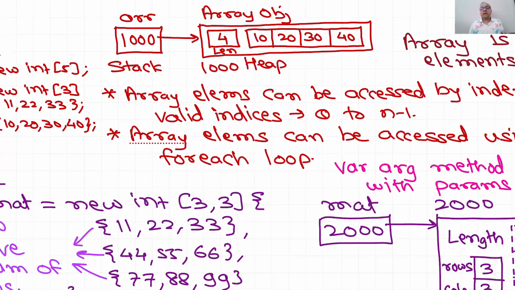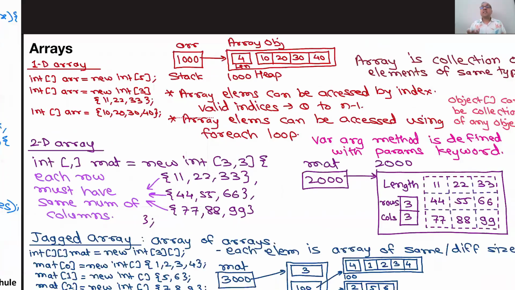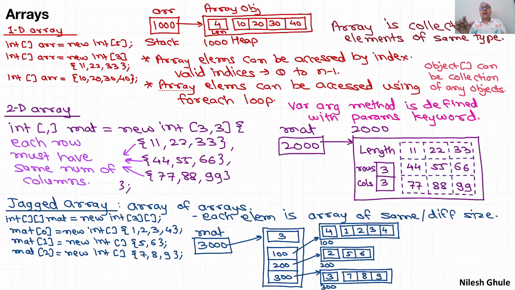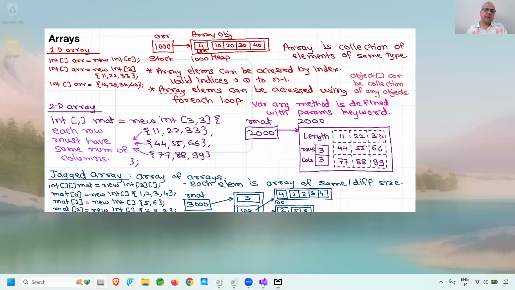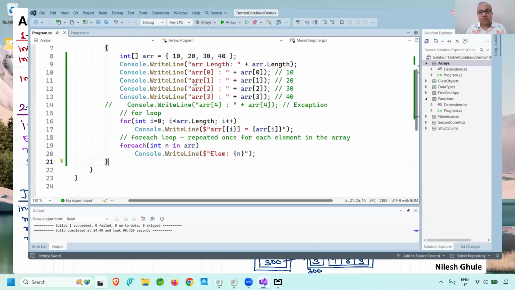So let us go back and try to understand that we can have an array as a collection of elements of the same type. You may use an integer array, you may use a double array, you may use a Boolean array, and so on and so forth. If you want, you can also have an array of reference type. Let me quickly take one example of an array of reference types.